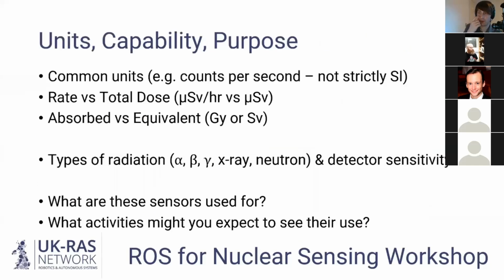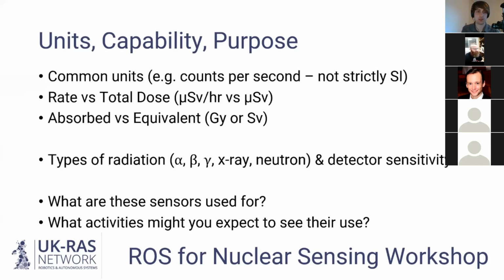So just a few things I want you to think about before we go for a little break. Clearly in radiation sensing there are some common units, and we saw these on these different detectors. For example, counts per second is a very common unit, but it's not strictly an SI unit. So we might need to break normal ROS convention to provide something which is going to be useful for both the robot and humans.